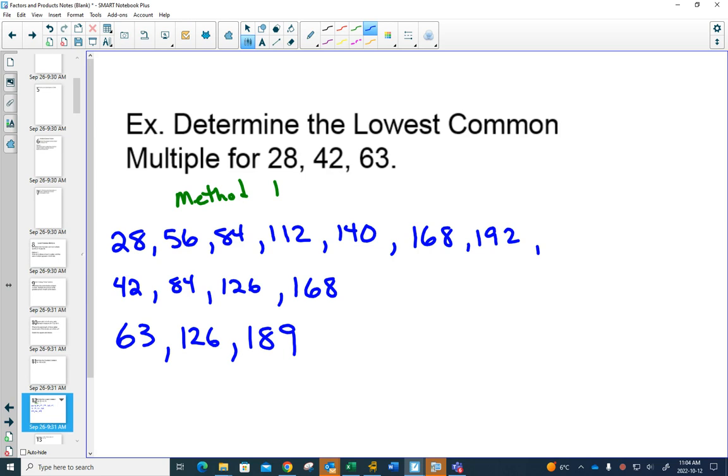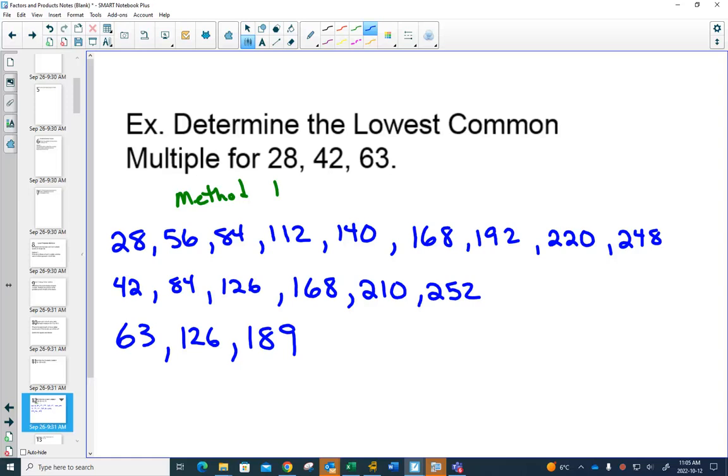192, add 28. 220. Add 28 would be 248. Maybe I'll stop there and see if add 42. 210, add 42, 252. Oh my goodness. Do you see that these aren't working out? No. So you would have to keep on going in method 1.